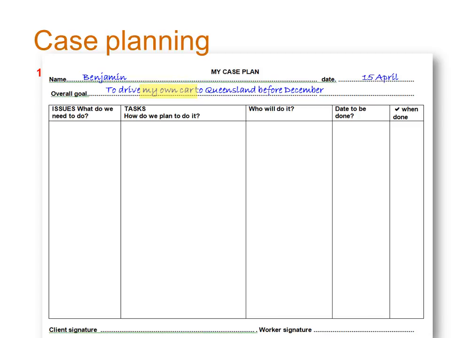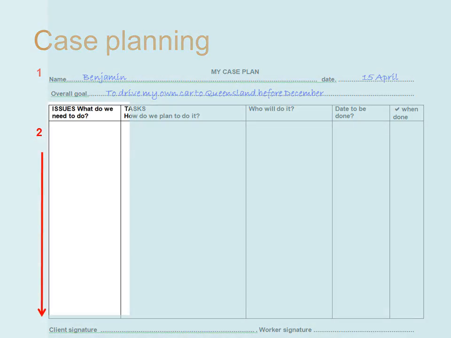The next step, and again this is probably already stuff you've come up with through a bit of discussion with the client, is to capture each of the areas that you would need to get in place in order to reach that overall goal. So in Benjamin's case, he needs to buy a car, he needs to get a licence. Those are the two general areas for him to work on.